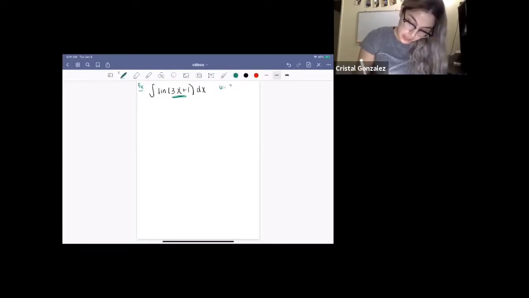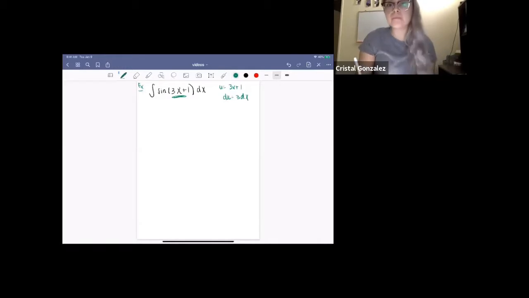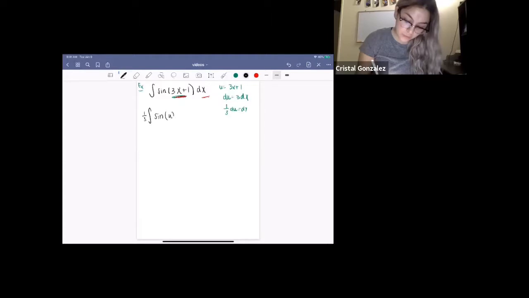equal 3x plus 1. du is going to equal 3 dx. Yep. And now we are going to replace this by u. We have a dx. We got to get rid of the 3. And hopefully by now you're used to this. So it's going to be 1 over 3 du equal to dx. And now I could go ahead and substitute that in. This is going to be 1 over 3 sine of u du. And we know the antiderivative of sine of u du.